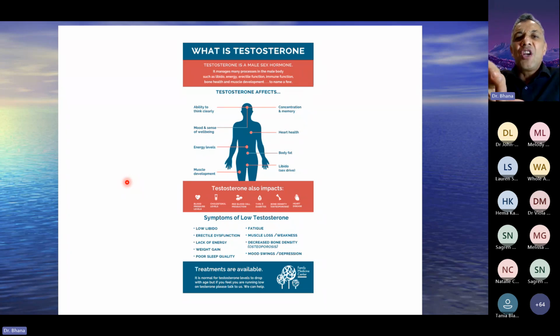So this is a nice chart. You can just Google it. It's Family Medicine Center, not South African, but basically summarizing what I'm telling you. So testosterone is a male hormone. It's very important for libido, energy, erectile function, immune function, bone and muscle development. It has many effects, from cognitive function to sense of well-being to energy, heart function, body percentage fat, and libido. It has an influence on blood pressure, cholesterol, type 2 diabetes, bone density, and heart, and of course, red blood cell production.